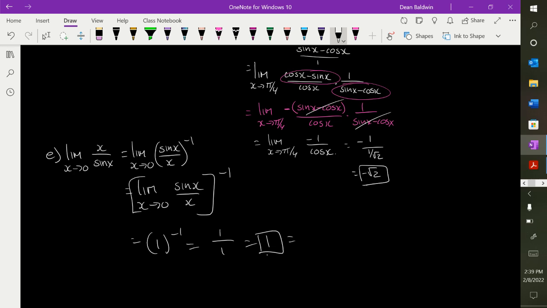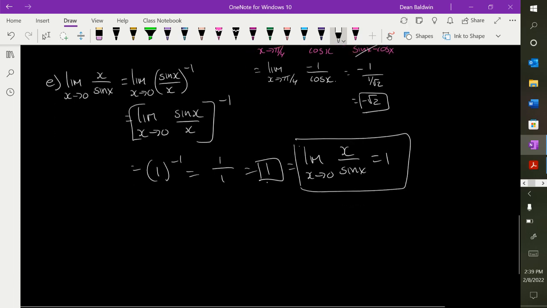So you have another identity that you can choose to remember if you want. The limit as x goes to 0 of x over sine x is also equal to 1. All right, please practice those.